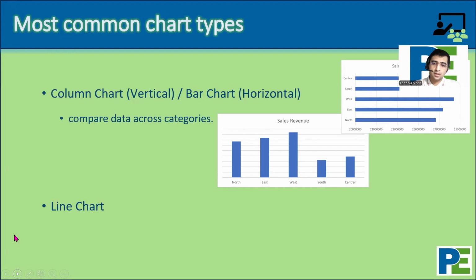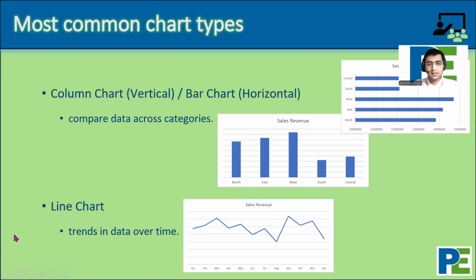Next chart type is the line chart. A line chart is used to look at trends in data over time. What it means is that let's suppose you have data of 12 months. So 12 months is a time series, and by looking at this data, you can easily identify how the sales revenue is moving. So this is comparing the trend in data over time.